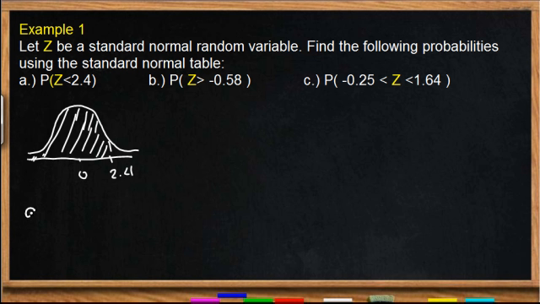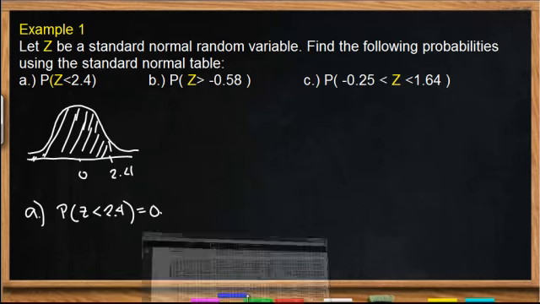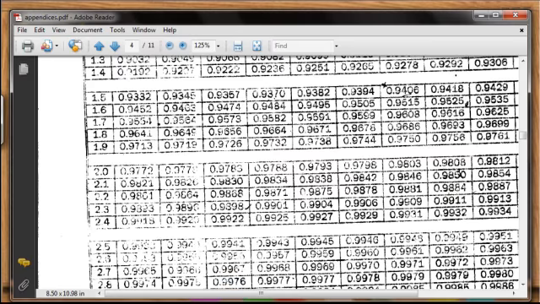So ang answer is letter A, probability that z is less than 2.4 is 0.9918. 0.9918 ba ni? Let's check again. 0.9918. Tama.